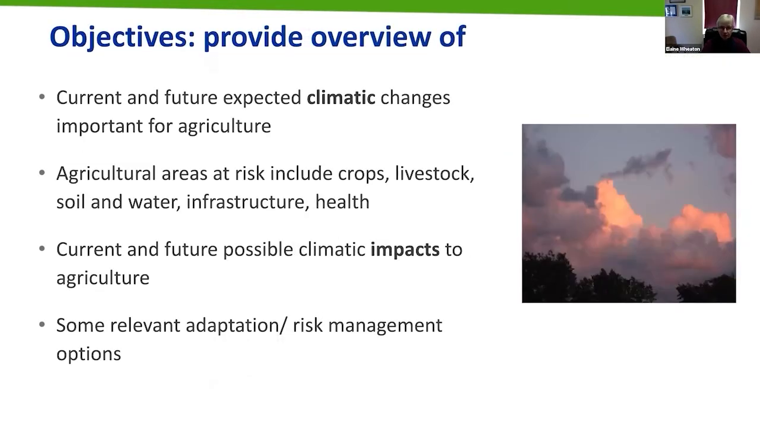So here are the objectives for this first presentation. We'll examine the current and the future expected climate changes, especially those relevant for agriculture. I know that you've seen some of the ones earlier, but these are relevant to agriculture. So I'm going to hit some areas such as crops and livestock, soil and water. Of course, infrastructure and health are also important, but we'll concentrate on crops and livestock. Then we'll use those to go on to the current and future possible climate impacts. Again, risk and adaptation considered as well.